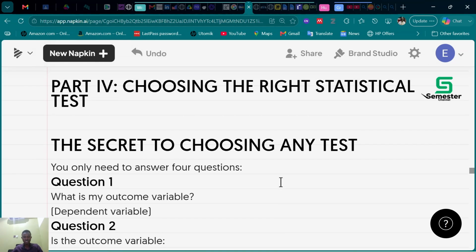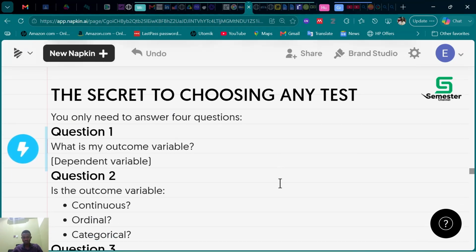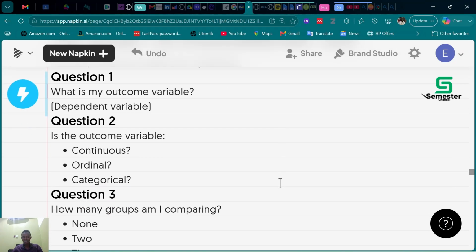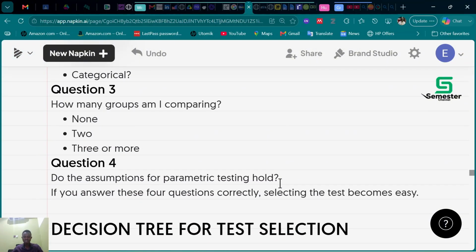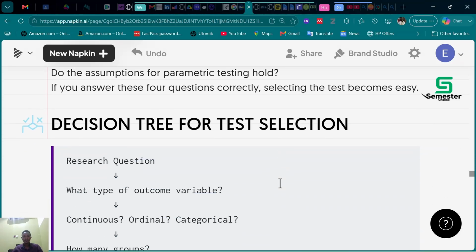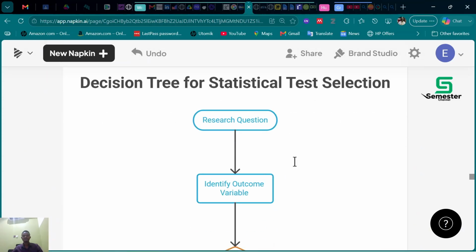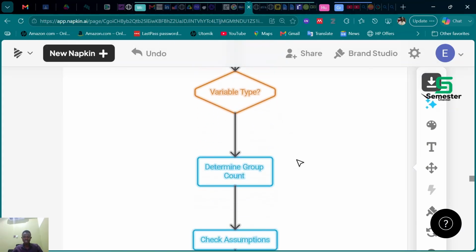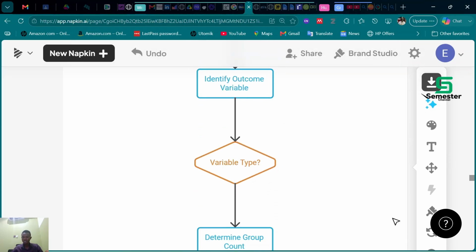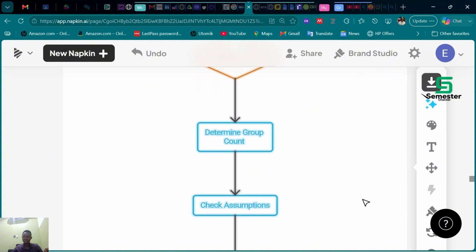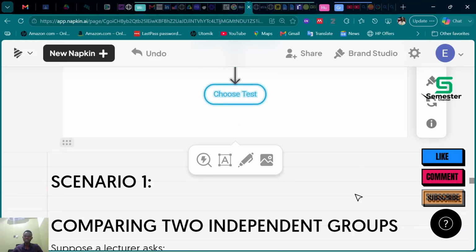All right, so let me go through again. What is my outcome? Is the outcome variable continuous, ordinal, or categorical? How many groups am I comparing? And do the assumptions for parametric test hold? All right, so then this is a decision tree. You have your research question, you identify your outcome variable, you check the variable type, ordinal, categorical, or continuous. You determine whether there is a group that you have to compare. You check your assumptions, and then you choose your test, right?